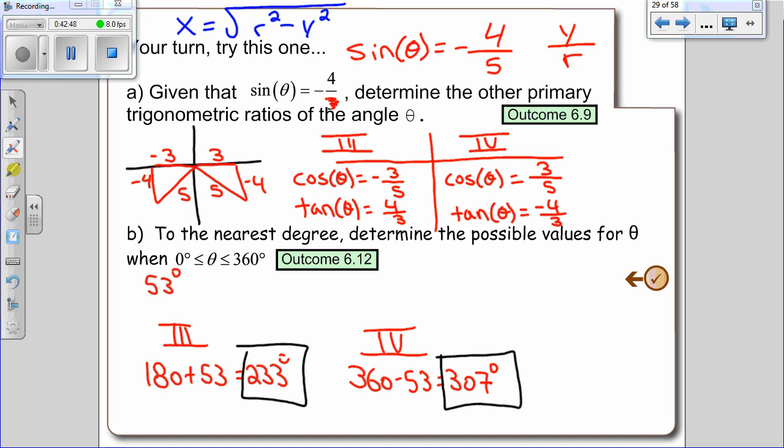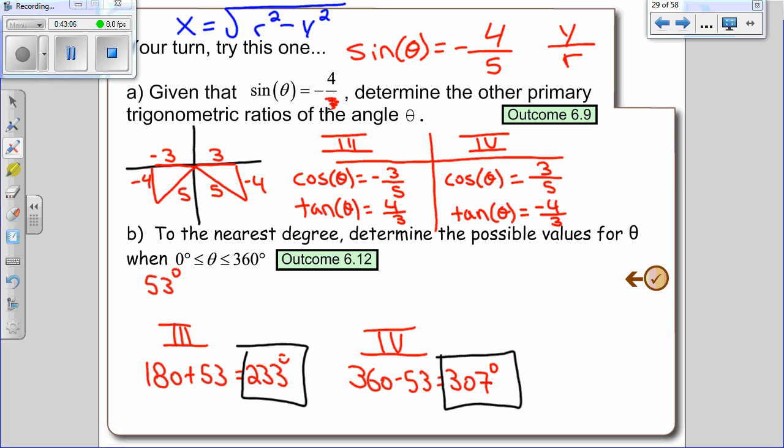From there, I need to calculate the x value for those triangles. To do that, I use the Pythagorean Theorem. When I do that, I get that x is 3. I also know that if I built it to the left, it would just be -3. So that's where my two triangles came from.